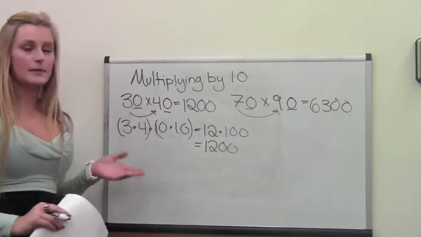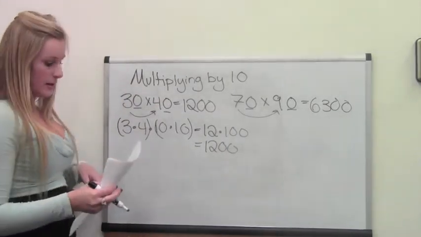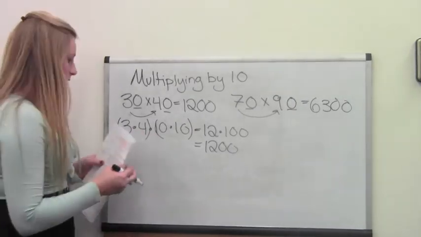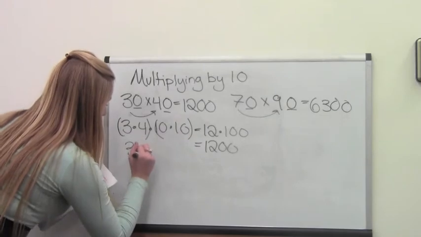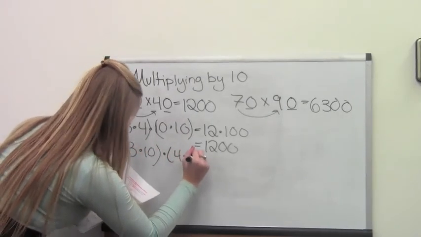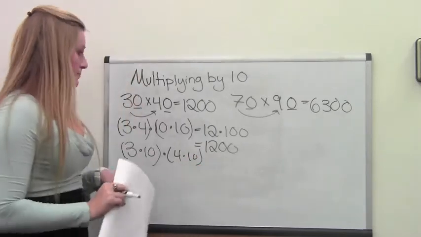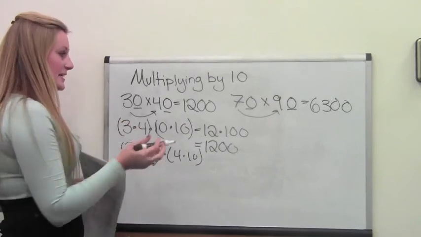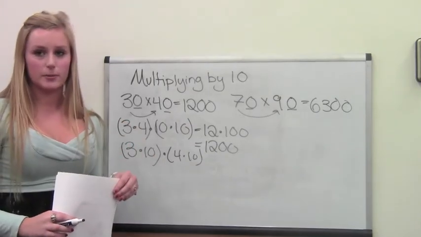In fact, these numbers can be broken up in any order you choose and multiplied in any order as well using the associative property. So it would be the same as 3 times 10 times 4 times 10. It's important for students to understand how multiplication by 10 works so they can later apply this idea when they encounter it in other vertical multiplication problems.